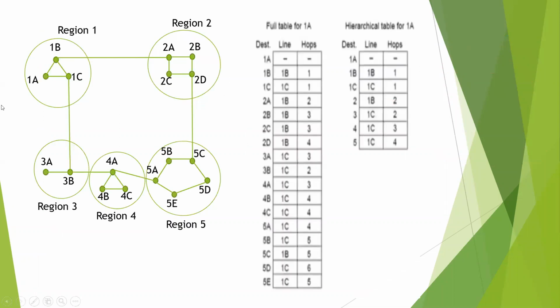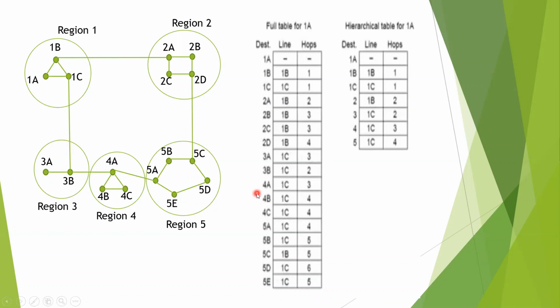Say I have taken level 2 here. There are 5 regions: region 1, region 2, region 3, 4, and 5. Region 1 contains the routers called 1A, 1B, 1C. Similarly, region 2 contains 2A, 2B, 2C, 2D, region 3 contains 3A, 3B, region 4 contains 4A, 4B, 4C, and region 5 contains 5A, 5B, 5C, 5D, and then 5E.